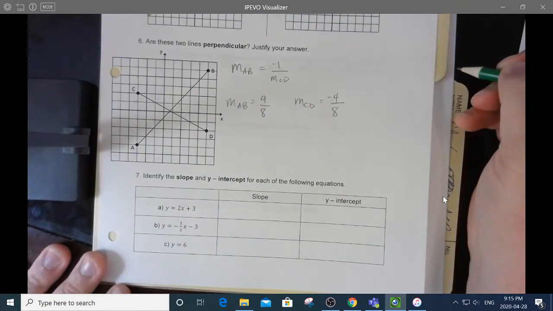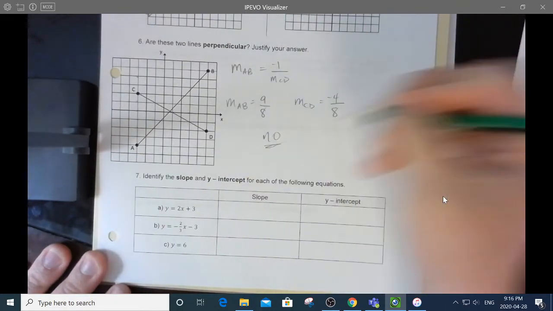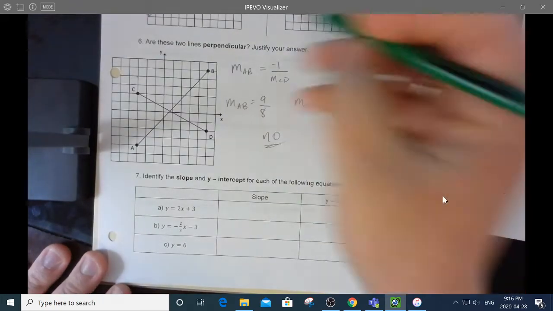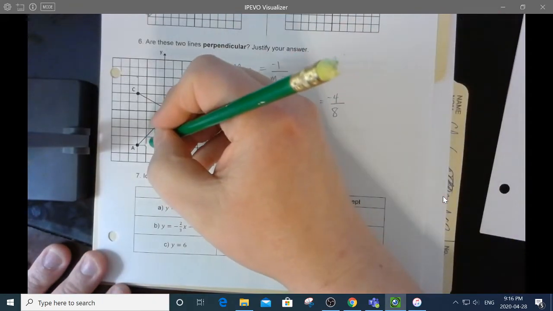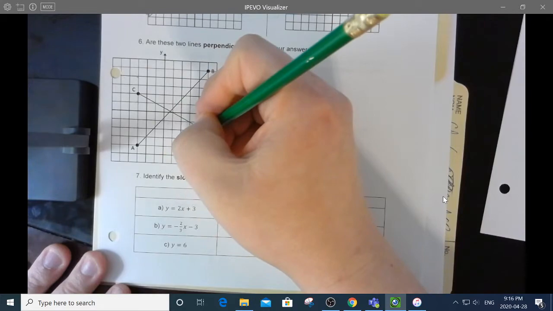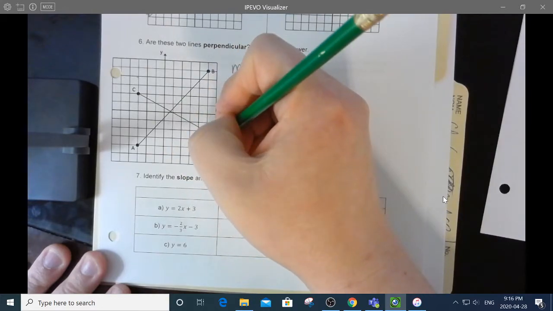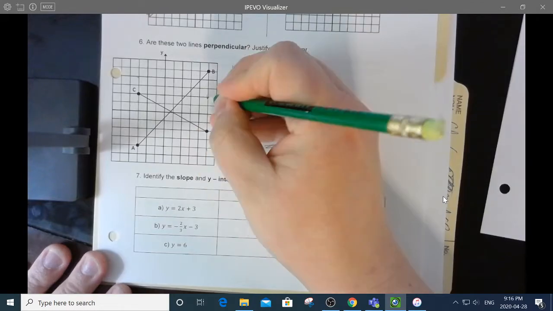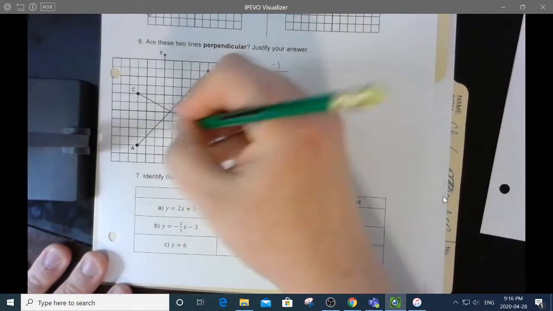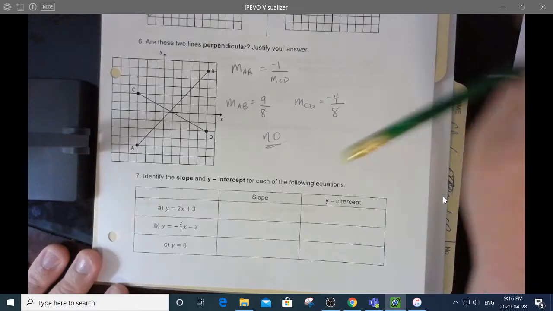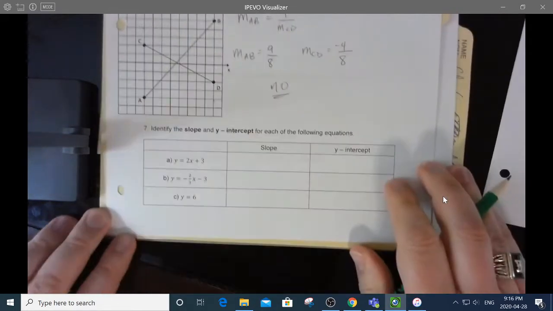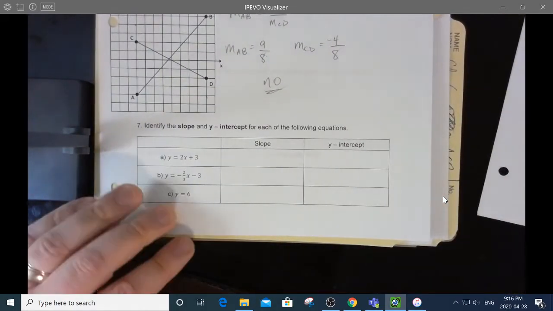Are those two things negative reciprocals of each other? No, they are not. Let me just double check AB, make sure I counted right. 1, 2, 3, 4, 5, 6, 7, 8 is the bottom number. Yep. And that top number is 1, 2, 3, 4, 5, 6, 7, 8, 9. Yep. They kind of don't even really look like they meet at a right angle, but mathematically we now know for sure.